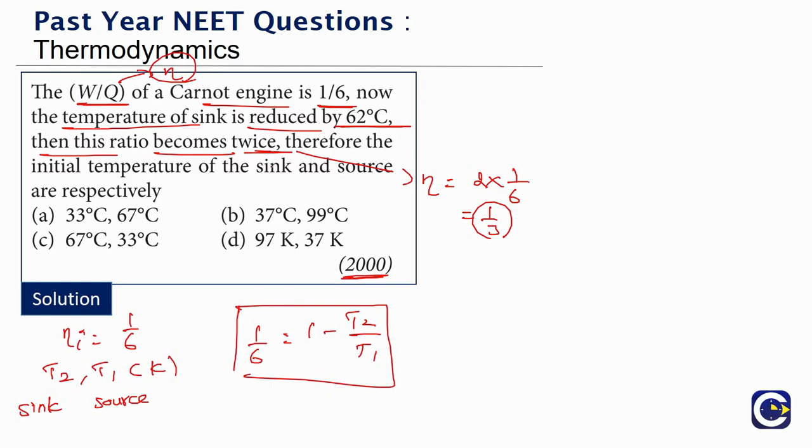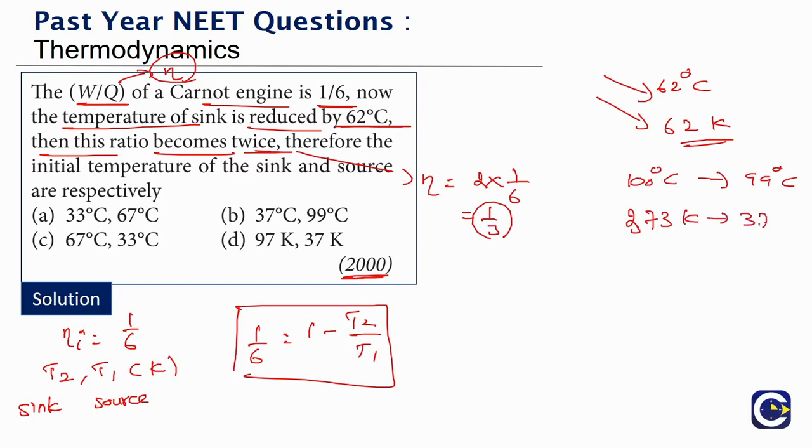But let us look at what is happening in the second scenario. We are reducing the sink temperature by 62 Celsius. Remember, whether we reduce by 62 on the Celsius scale, the same amount of temperature decrease will also happen on the Kelvin scale, because the unit length on both scales is the same. Say if the temperature decreases from 100 to 99 on the Celsius scale, on the Kelvin scale it will decrease from 373 to 372. The same 1 unit will be the difference.